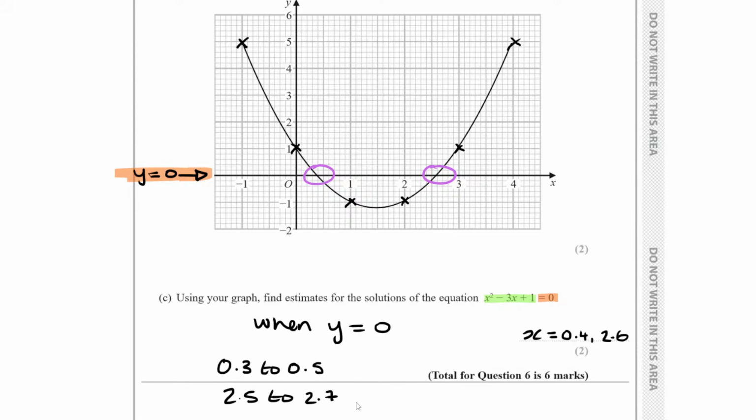So it's not a massive range, right? But it is a slight range. So as long as you've got something between those two ranges or including the numbers there, then you get both marks. Obviously 1 mark for each number. We don't need to write down what y is because A, the actual equation they gave us only mentioned x, but B, technically we know that y is 0, so it's implied. So that's another 2 marks, 6 marks for all of that question.